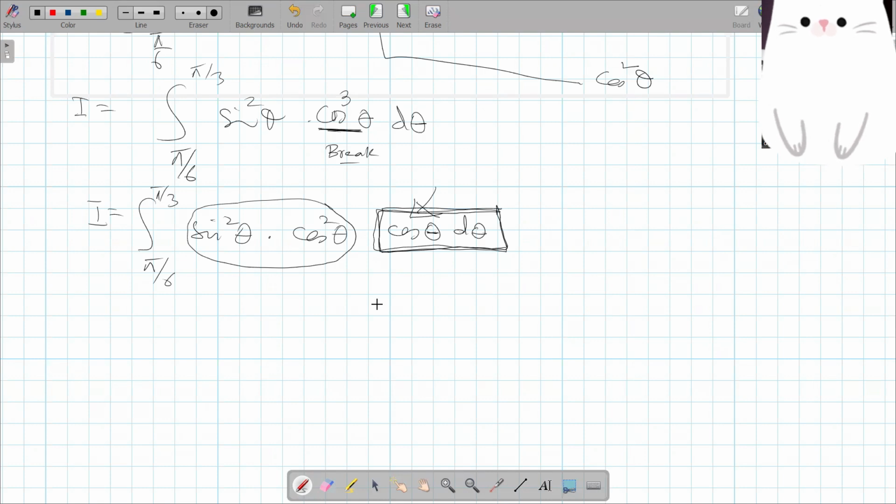Let me repeat. The idea was, if there are sine and cosine both, and there is one even power and one odd power, then the idea is to break the odd power, give one cos theta to d theta, and ask yourself whose derivative is cos theta. So the answer is sine theta. So convert everything else in terms of sine theta. This will make life easy. This is the rule.